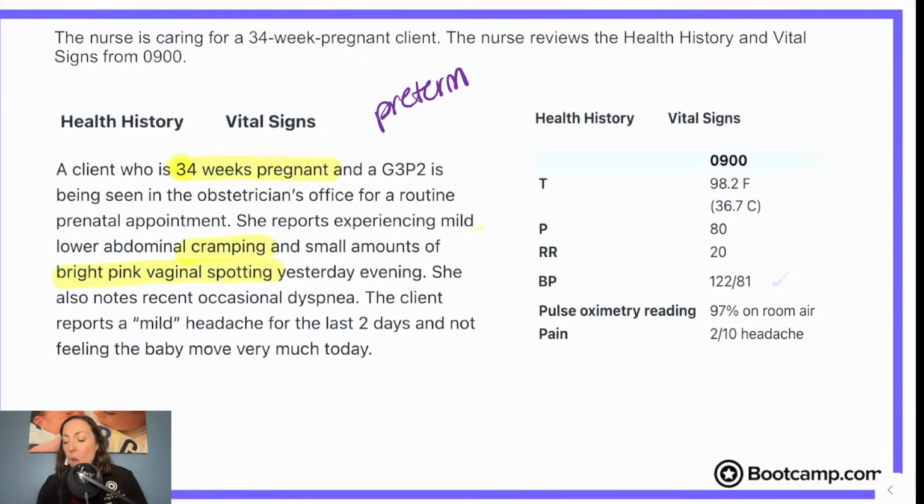What about in her vital signs? Do we see anything? So she had some dyspnea, so difficulty breathing. But what do we know as that we get further in pregnancy? What happens? That baby grows, takes up space, and our lungs can't expand, right? So we see that she has a slightly elevated respiratory rate, but it's just at 20, so not super, super concerning.